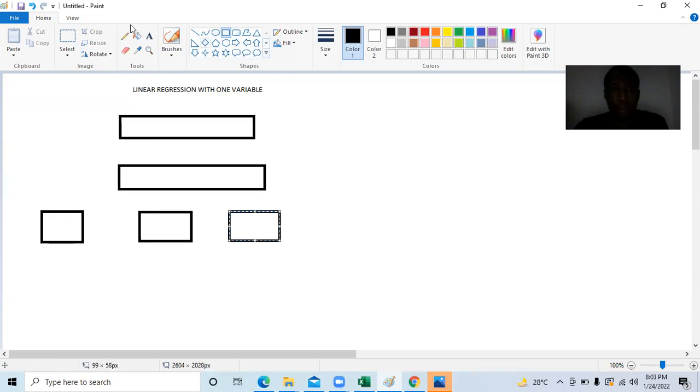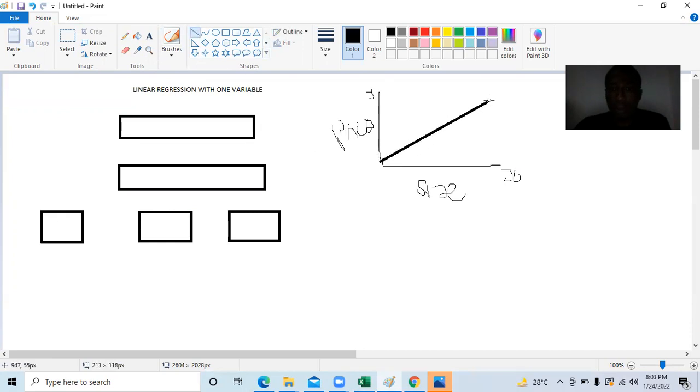So yeah, we want to estimate the price of a house based on the size of the house. So this is the y-axis, this is the x-axis. Again, this is the output variable, this is the input variable. This is the size of the house, and this is the price of the house. Right, so in a linear regression model, we'll have something like this. So this is our model that fits our data.